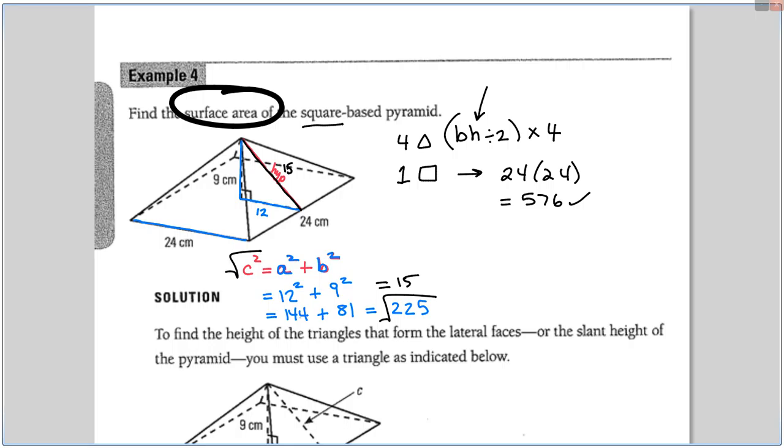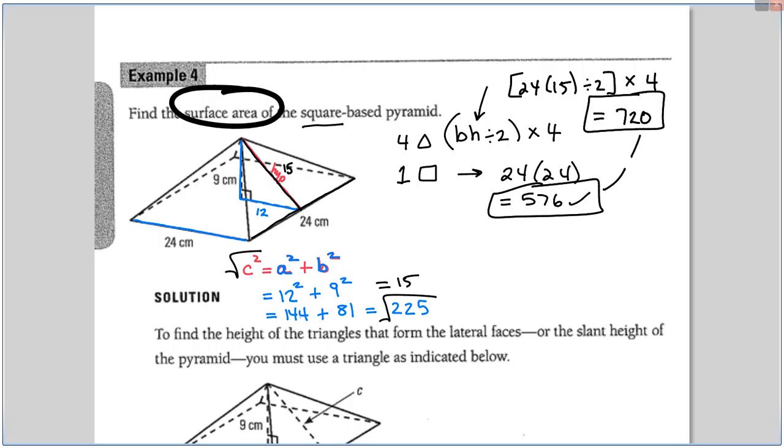Now we do the base times height divided by 2. The base is 24. The height is 15. We divide that by 2. Then once we get that answer, we will times by 4. 24 times 15 divided by 2 times 4 is 720. 720 and 576 we will add up to get 1,296 square centimeters.